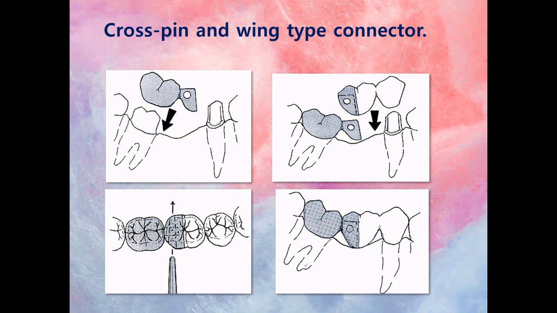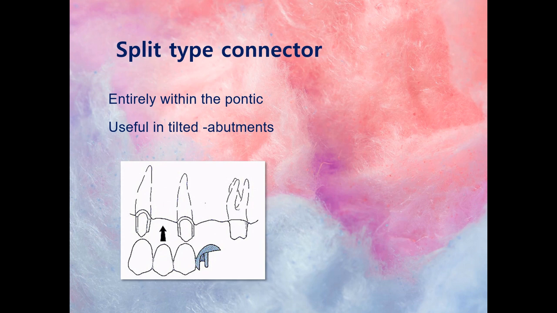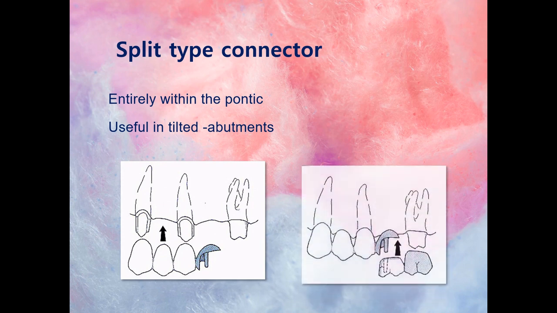Next is the split type non-rigid connector, where the attachment is placed entirely within the pontic. This is particularly used in tilted abutment cases, where the use of a conventional dovetail would need the preparation of a very drastic box on the distal aspect of the pier abutment. As the name suggests, here the pontic is split into mesial and distal segments, and each of these segments is attached to its respective retainer.